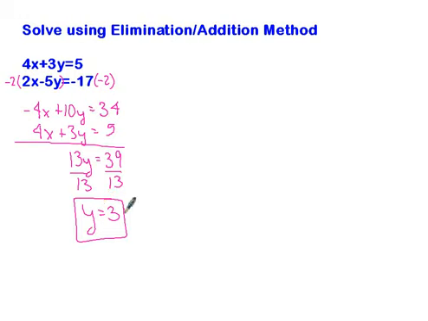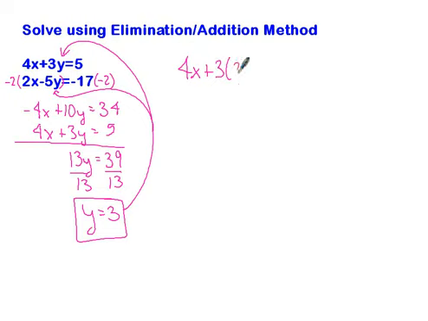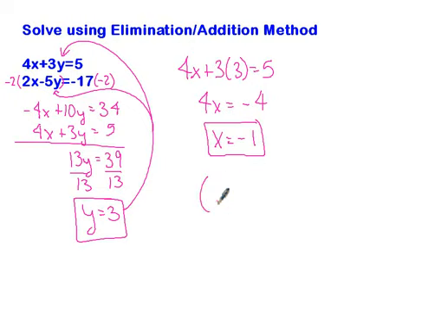Now you can take this 3 and plug it into either equation and solve for x. I'm going to plug it into the top one. Like I said, you can do either one. It doesn't matter. 3 times 3 is 9, so we get 4x is equal to 5 minus 9, which is -4. Divide by 4 and you get x is equal to -1. So my solution is (-1, 3).